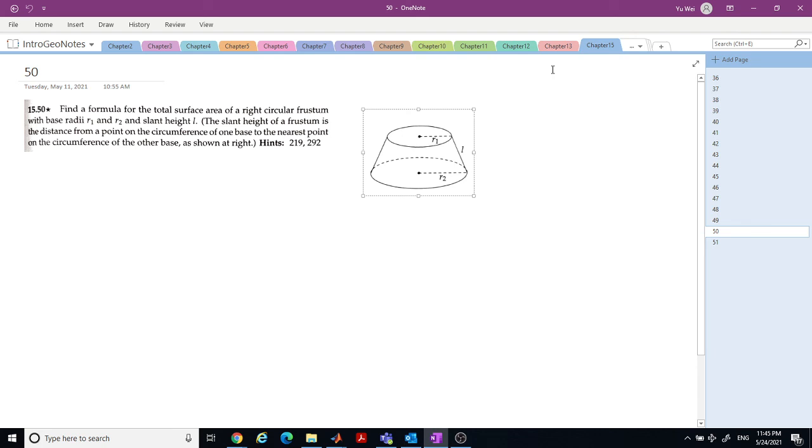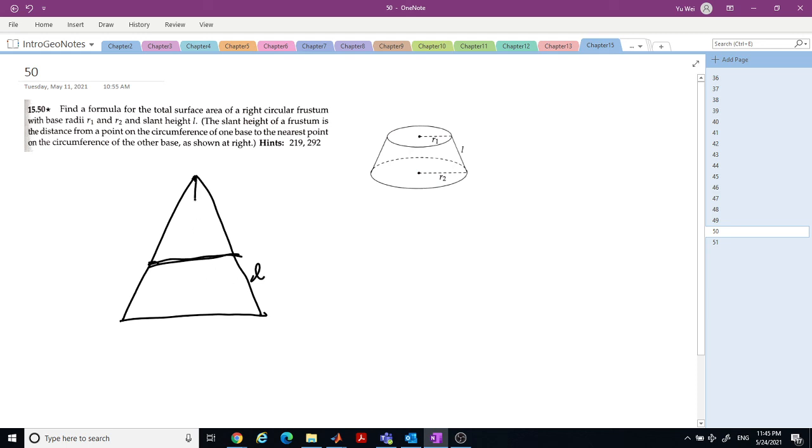Okay, so let's find the formula for the total surface area of a right circular frustum with the base of... we want to find the surface area. It's the same idea: the frustum is made by extending to a cone and cutting off a small cone. So this is the slant height L, and this is the small cone.